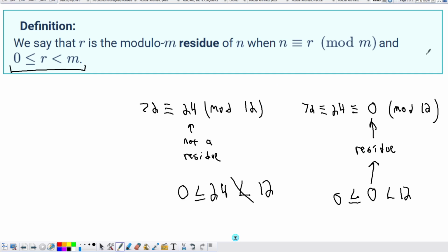So we will explore the cool properties of the residue in future videos, so stay tuned.